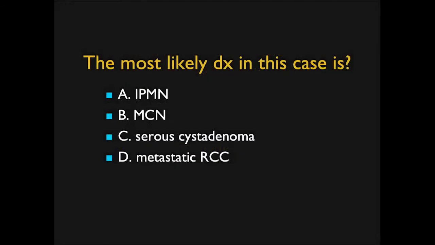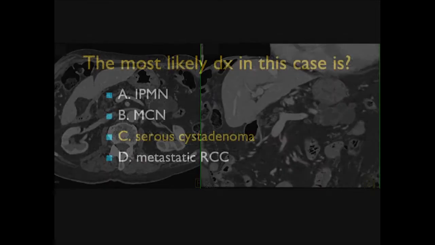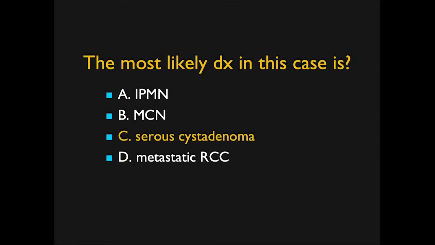The best diagnosis in this case, we're dealing with a cystic lesion in the tail of the pancreas with multiple cystic components. Now, IPMNs can have a cluster, but when I start thinking about a cluster, I'm thinking about a serous cystadenoma. Metastatic renal cell is typically hypervascular. MCN is typically body of pancreas. Again, maybe a thin septation, maybe not. But when I see a cluster, I'm thinking about serous cystadenoma, which was the correct answer in this patient.